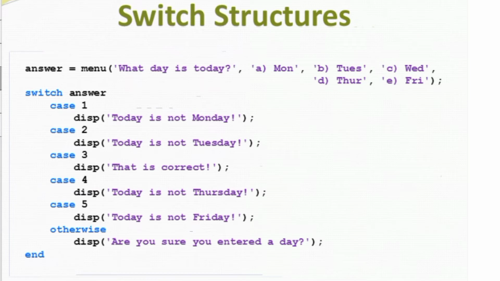If answer is equal to 1, then we would display today is not Monday. If answer was equal to 4, we would display today is not Thursday. The switch statement compares the value of answer against the values for the different cases. If none of those cases were what was selected for answer, then it would run the otherwise case and would display, are you sure you entered a day?